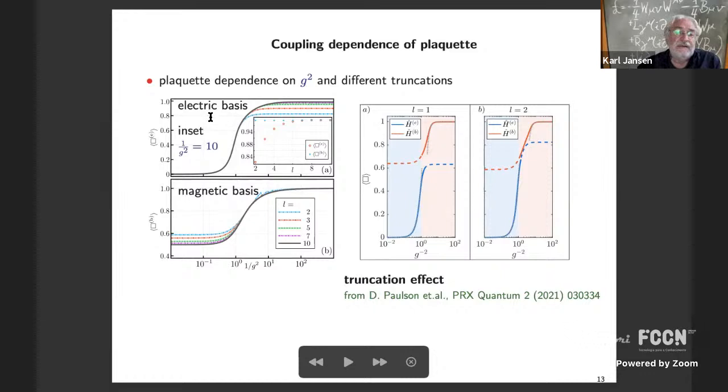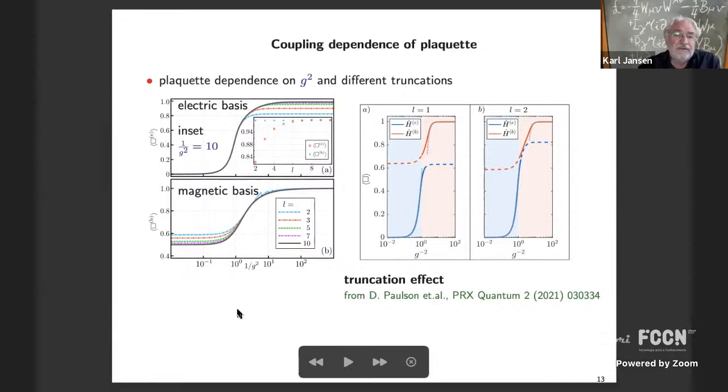And what you see here, if I use the electric basis, then up to roughly 0.5 or so, there's no effect of the truncation. So I choose small l to be 2, 3, 5, and 10, which corresponds also to large L. And you see, you can really represent the system very nicely. You don't see any truncation effect. However, if you go to the magnetic basis, towards the continuum limit, you see a rather large effect of the truncation. And this is what I was talking about in the beginning.